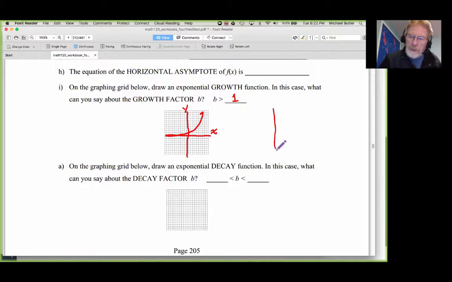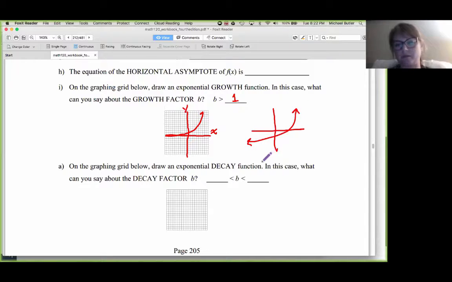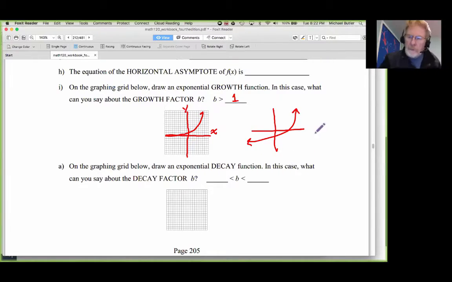A lot of people, I don't remember exactly what yours looked like, but a lot of people drew things that just look like that. Yeah, mine was pretty close to what you drew. I just didn't take it all the way over. Okay. Maybe it was on the decay side.